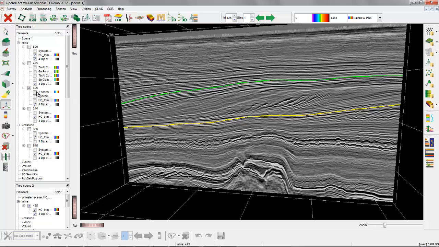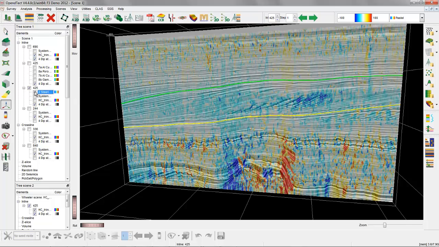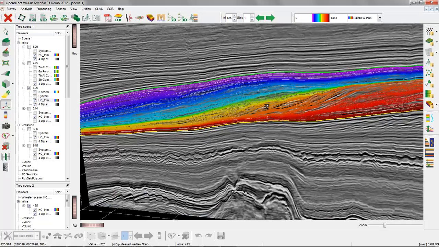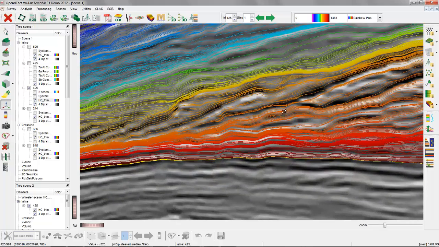The first thing we did is to calculate a steering cube, and the result of the dip steering cube is seen here, where it's dipping to the left, it's displayed in blue, dipping to the right, displayed in red. And this is the basic input for our horizon tracker, and after application of the horizon tracker we have generated hundreds of horizons purely by following the dip.